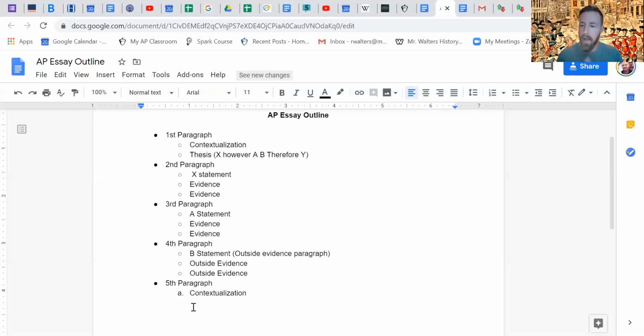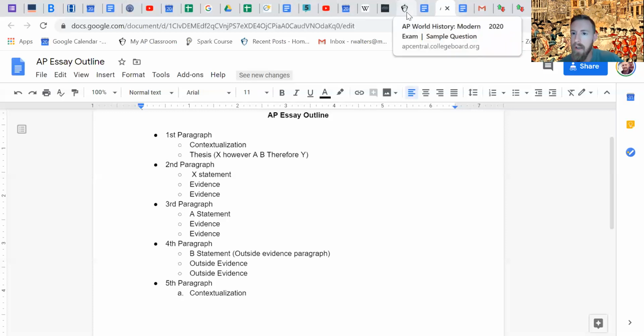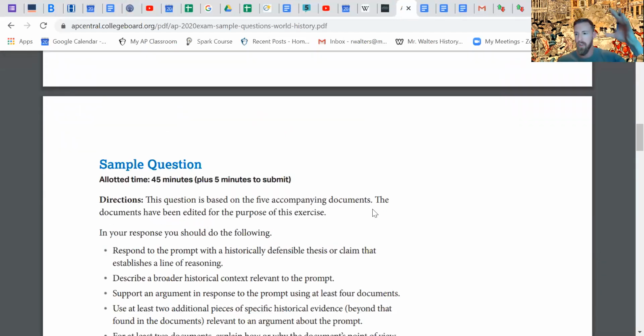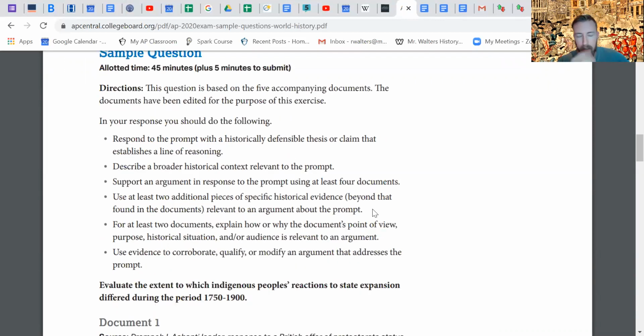So I'm not going to go back into that. If you ever have any questions on that, feel free to shoot me an email, but I really focus on the rest of the points primarily. So let's do one together. The College Board sent out an example of what your document-based question could be for this year, one that was shortened and modified to 5 documents. And so here's what you're going to get. You're going to get directions here.